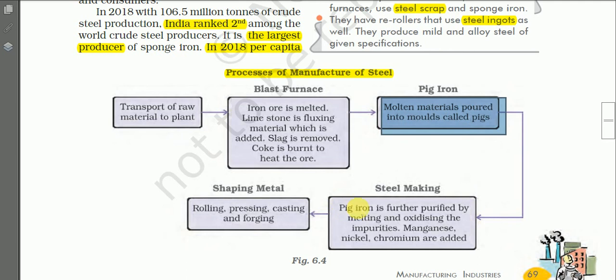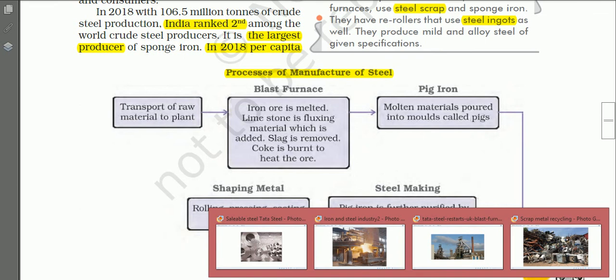The next step is that pig iron is further purified by melting and oxidizing the impurities, then manganese, nickel or chromium is added. We can mix either manganese or nickel or chromium. All these ferroalloys can be added to give different types of steel. And last of all, shaping of the metal is done, that is rolling, pressing, casting, forging. In this way steel is manufactured.